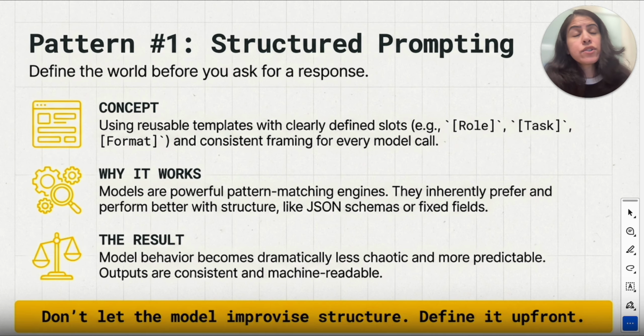The first up is structured prompting. This is about creating reusable templates with clear slots and consistent framing. When models follow consistent formats like JSON schemas, fixed fields, and predictable layouts, behavior becomes far less chaotic. A wrong way of asking a question would be, what is my store policy for XYZ? That's vague, unstructured, and will give you wildly different results.